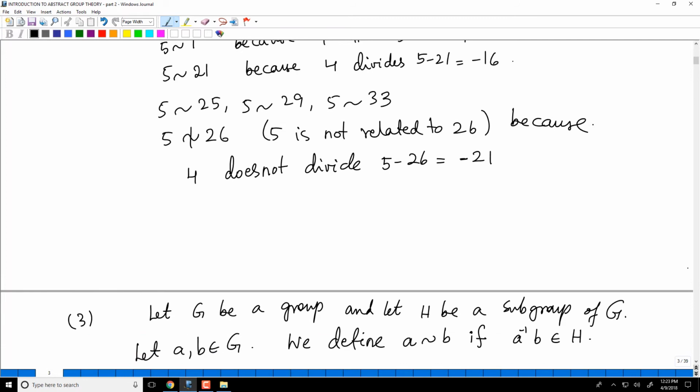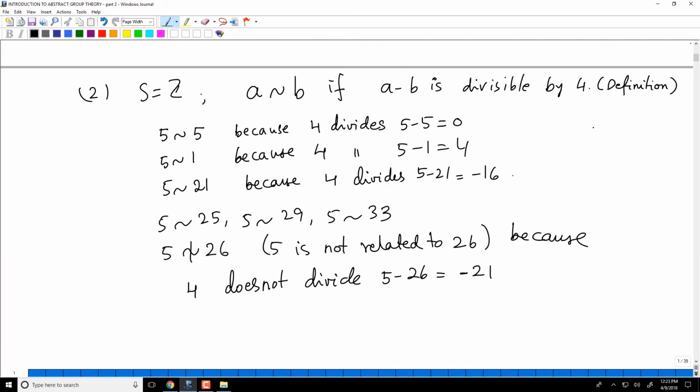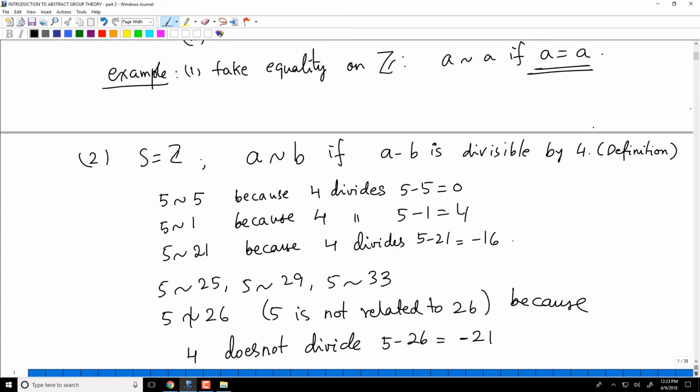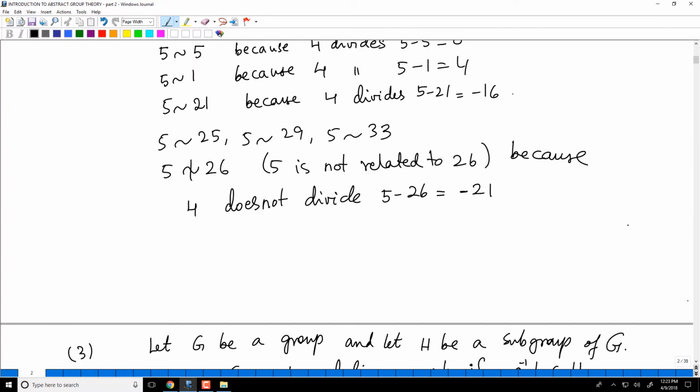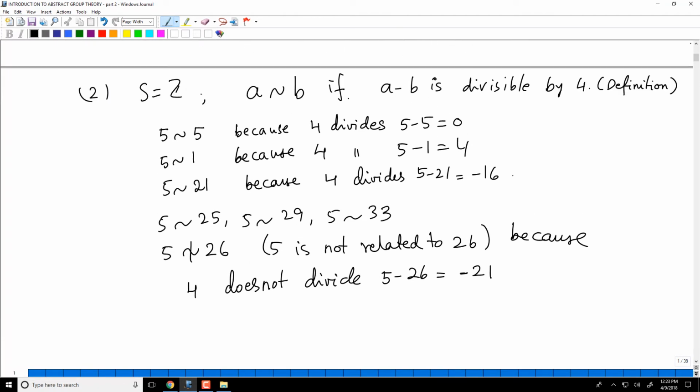Before I continue with the third example, I just wrote something. I never said that it is an equivalence relation. I should prove it, right? So that I will not check, I'll quickly say why it should be true. See, the equivalence relation in the second example is that A is related to B if 4 divides A minus B. So why is this an equivalence relation?